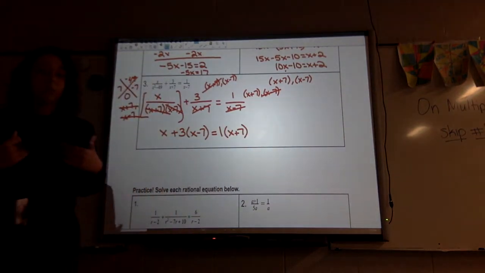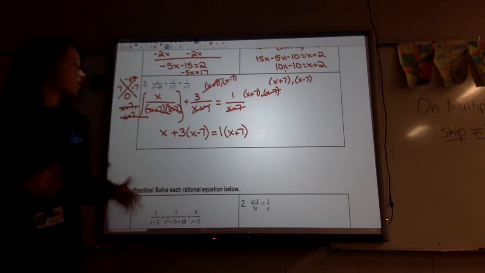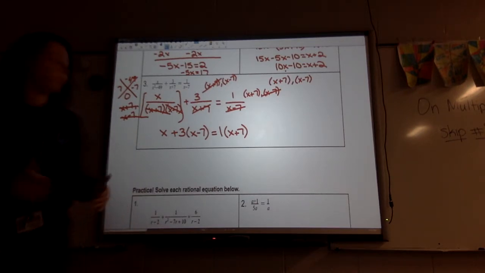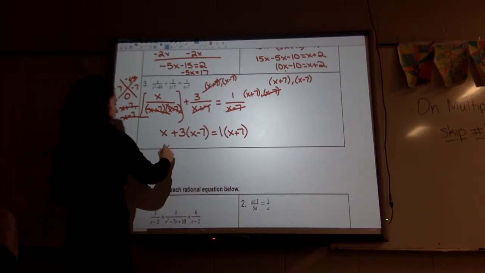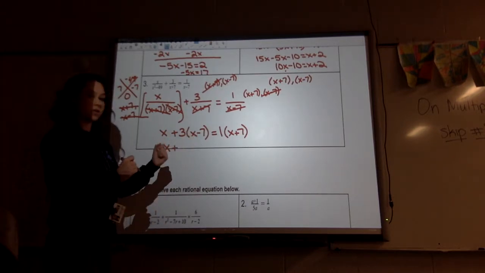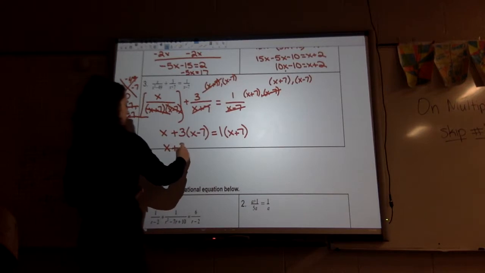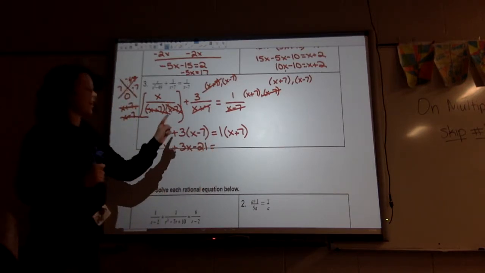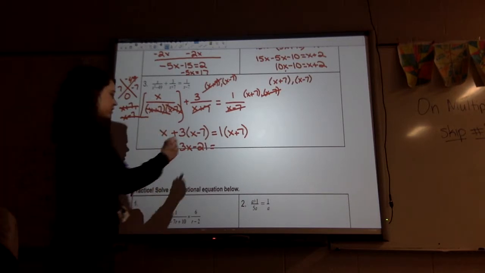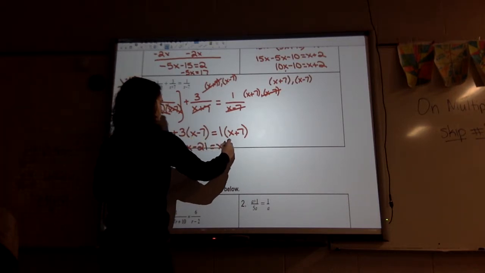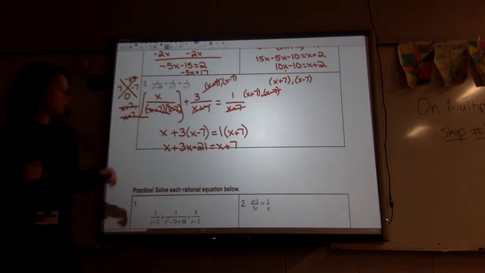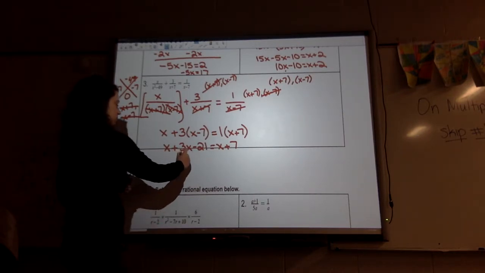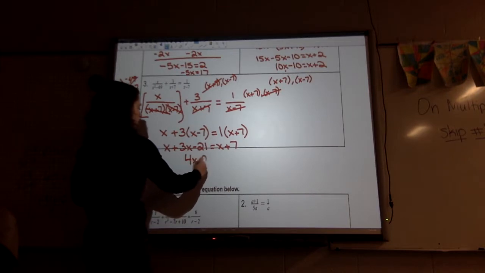So again, we've done what we wanted to. We got rid of those fractions. So now, it's just a bunch of distributing and getting x by itself. So I start by taking the 3 times x minus 7, and I get 3x minus 21. On the other side, I have 1 times x and 1 times 7. Hopefully you've noticed there's some like terms here. There's an x and a 3x that I can put together.